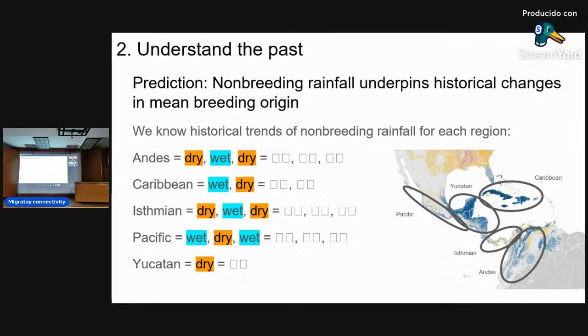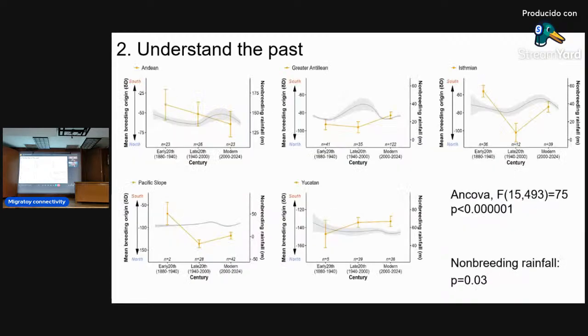And so this is what we find. So I'm going to walk you through this figure because there's a lot going on. But essentially we have 5 panels. Each graph corresponds to one of those non-breeding regions I showed you: the Andes, Greater Antilles, the Isthmian, Pacific Slope, and the Yucatan.